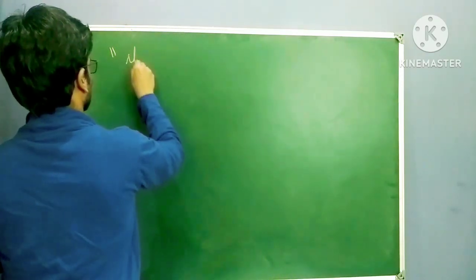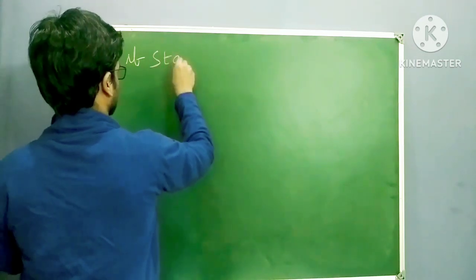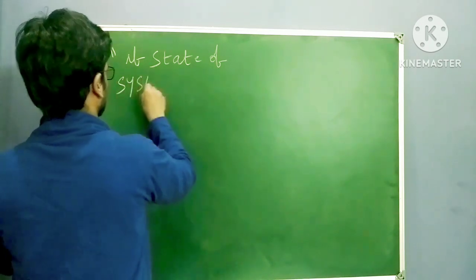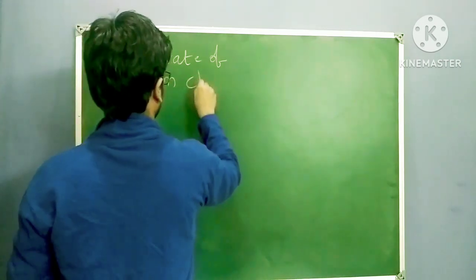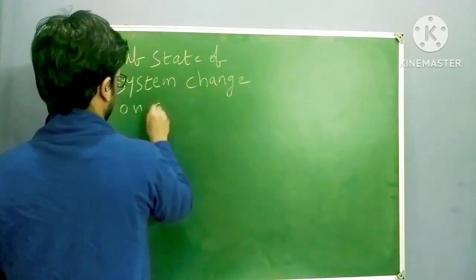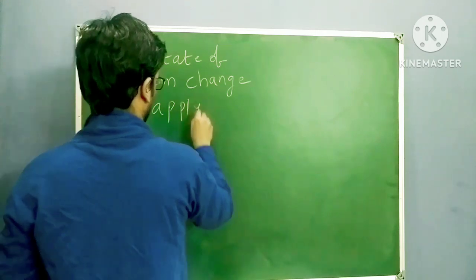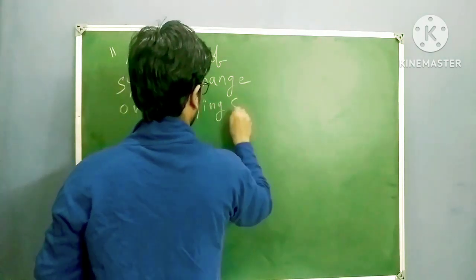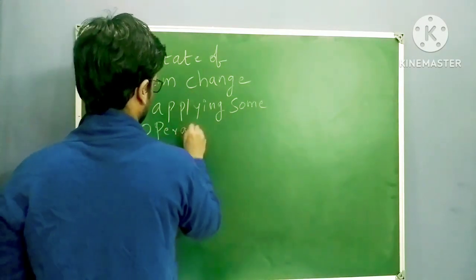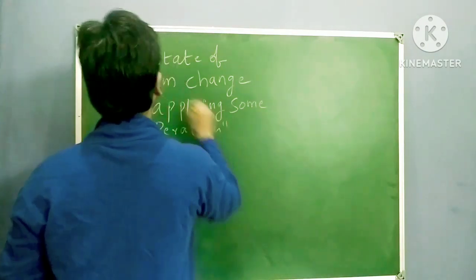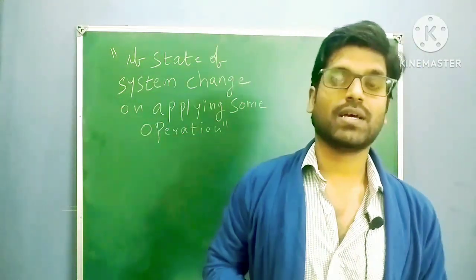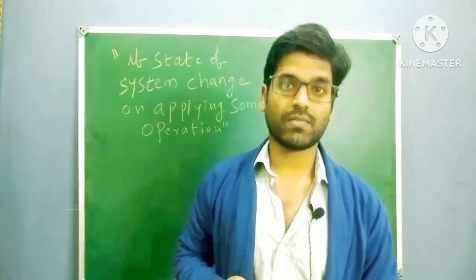if the state of a system changes on applying some operation, it is called a process, right? Now during this process anything might happen, right?